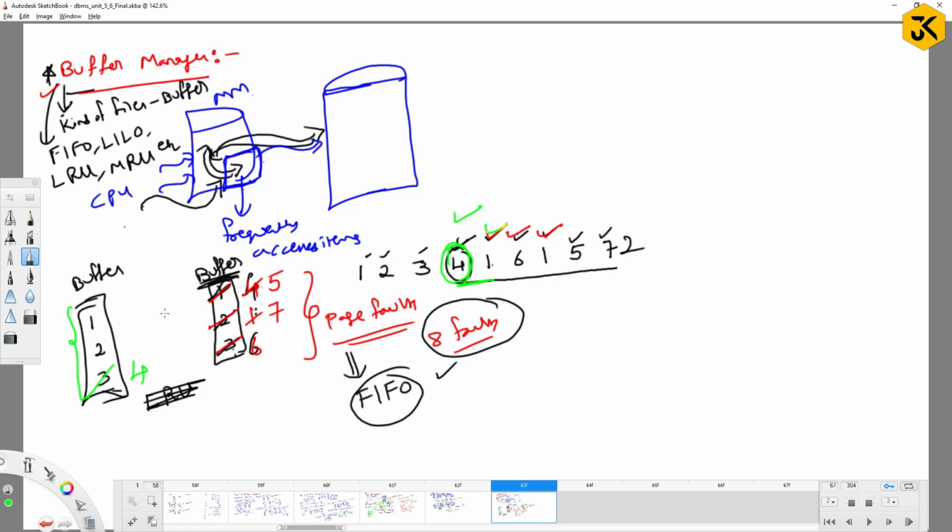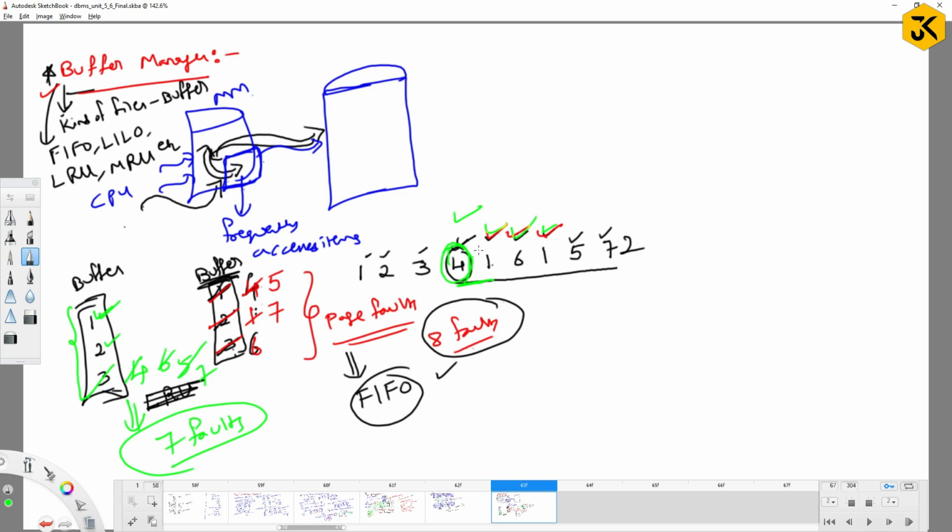Next I got 1. 1 is already there, no page fault. Next I got 6. Which one do I need to replace? 4 only, because 4 I cannot use further. Next I got 1, no need to replace. Next I got 5. Next I got 7. Next I got 2, right? If you observe, in total how many faults occurred here? 7 faults occurred. So this is one scenario where you have reduced the number of page faults.